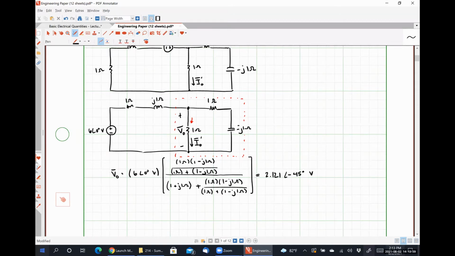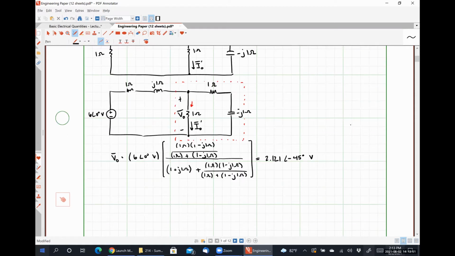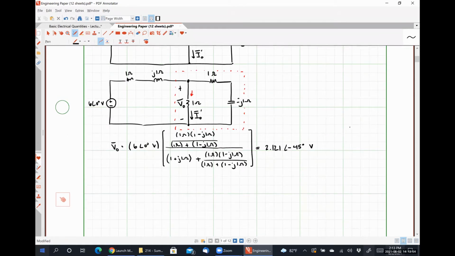Did anybody else get something similar? Yes, I did. All right. So from this, just using good old Ohm's law, I naught prime will be V naught over 1 ohm, which in this case is going to be 2.121 with an angle of negative 45 degrees.